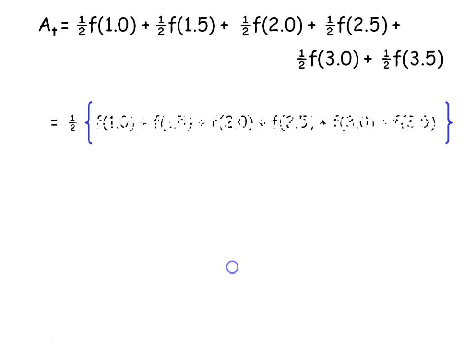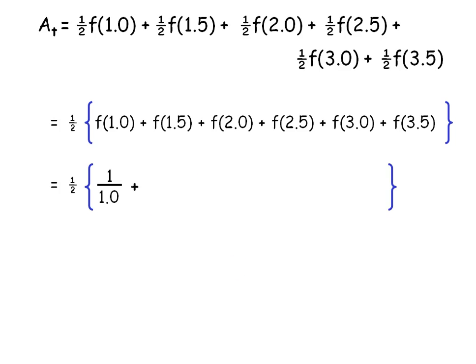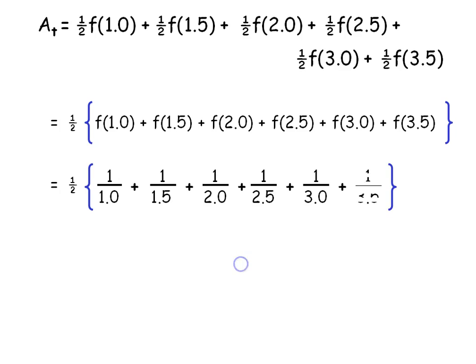So let's bring our calculation on over. Now I'm going to factor 1/2 off of each. This time we're going to substitute 1 into our function for x. The original function is 1 over x. So we have 1 over 1 plus 1 over 1.5 plus the function at 2. That just means we're going to substitute 2 into the original function, which is 1 over x. So it'll be 1 over 2 plus 1 over 2.5 plus 1 over 3 plus 1 over 3.5.